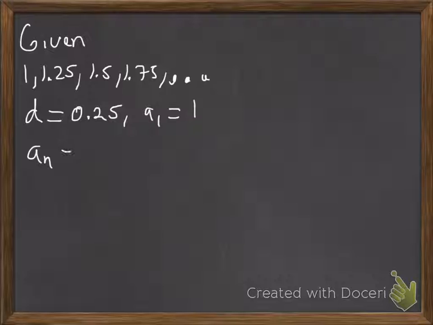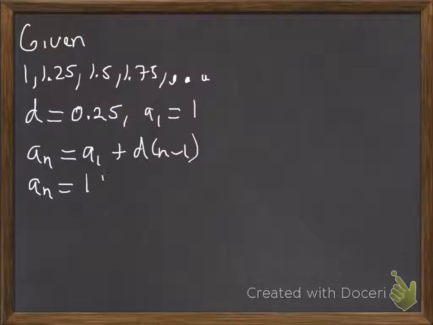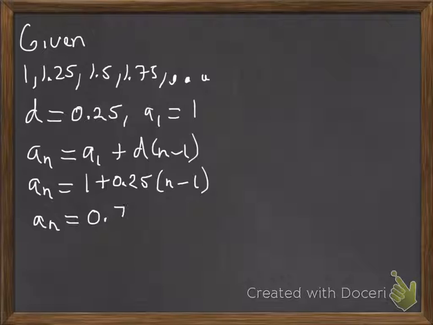Your formula is an equals a1 plus your common difference times n minus 1. So in this case, an is equal to the first term, which is 1, plus common difference of 25 cents, times n minus 1. We'll go ahead and distribute that n through, and then we'll have $1 minus 25 cents, which is 75 cents, plus 25 cents times n. And that's our nth term formula.